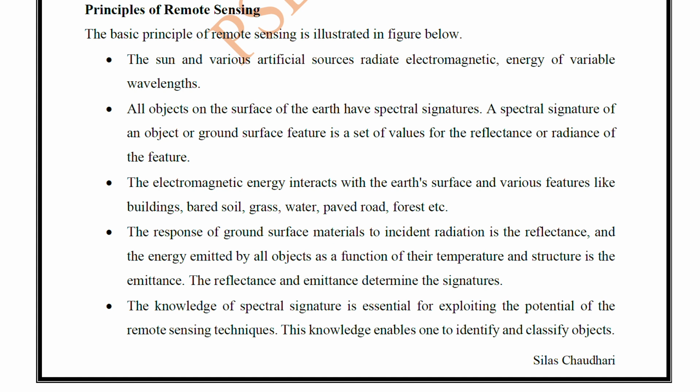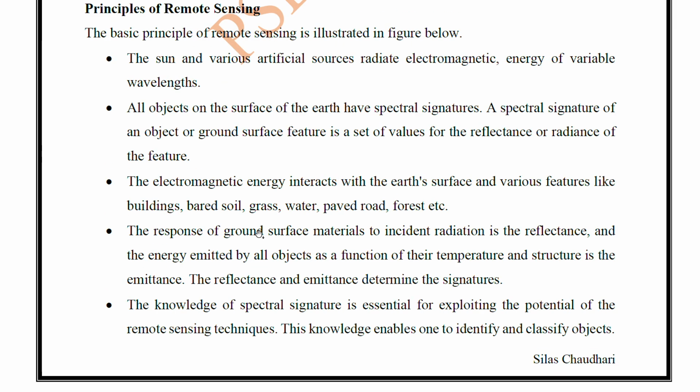and various features like buildings, bare soils, grass, water, paved roads, forests, etc. The response of ground surface materials to incident radiation is the reflectance, and the energy emitted by all objects as a function of their temperature and structure is the emittance. The reflectance and emittance determine the signature.